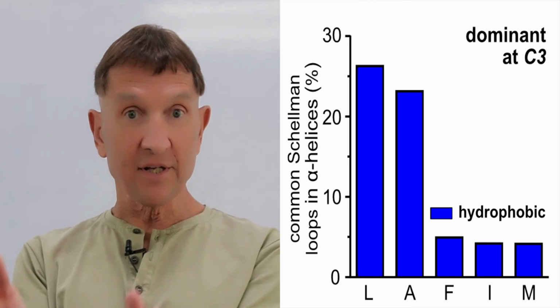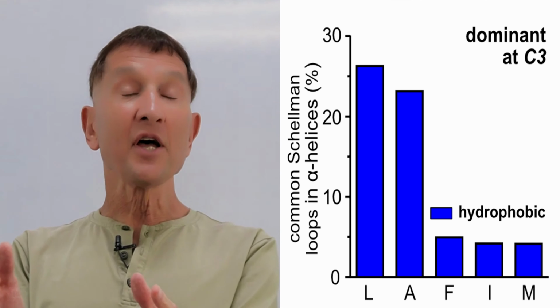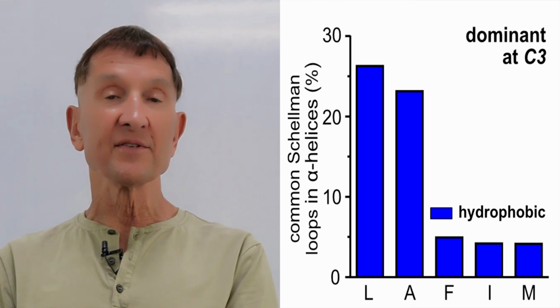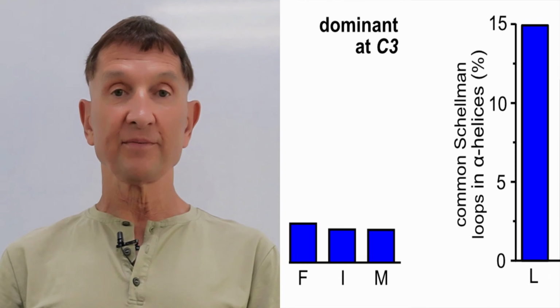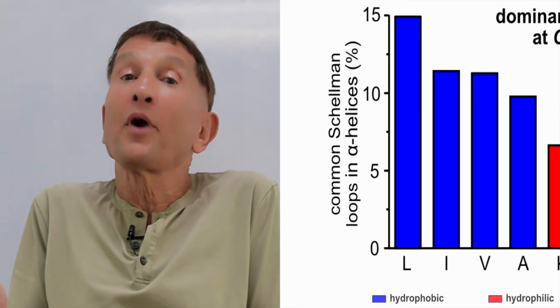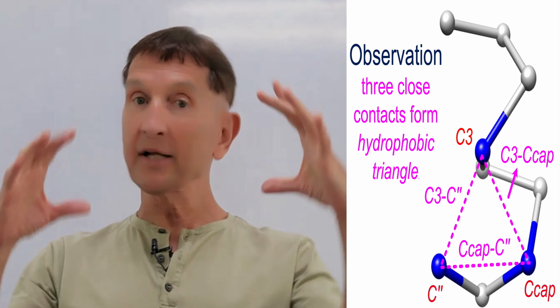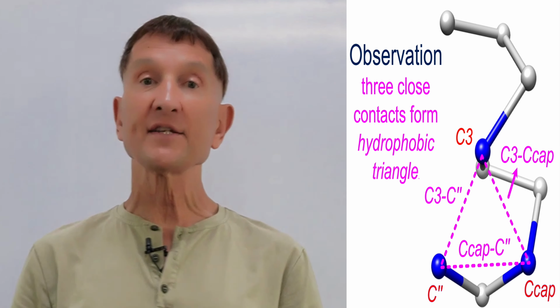So at one particular position, we observed, hydrophobic residues are more common than anything else. That's the C3 position. Then at the C double prime position, we observed pretty much the same thing. Hydrophobics, more common than anything else. And the same at the C-cap residue. So we call these hydrophobic triangles, and they're defined by close contacts between these three residues. That led to a hypothesis.